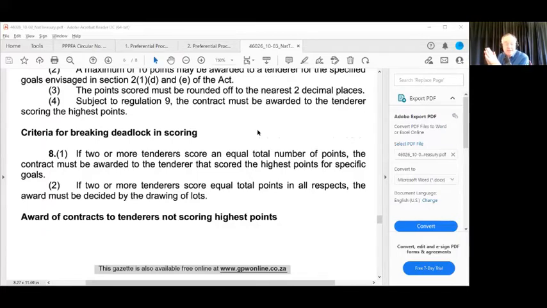The question is going to be, is that something that you want to see in the regulation, or is that something that is in the hands of the organ of state?